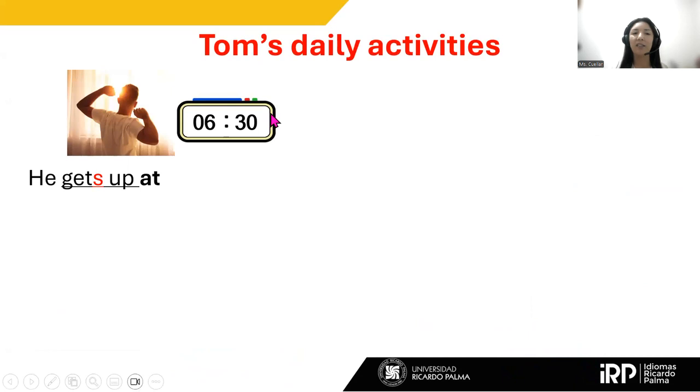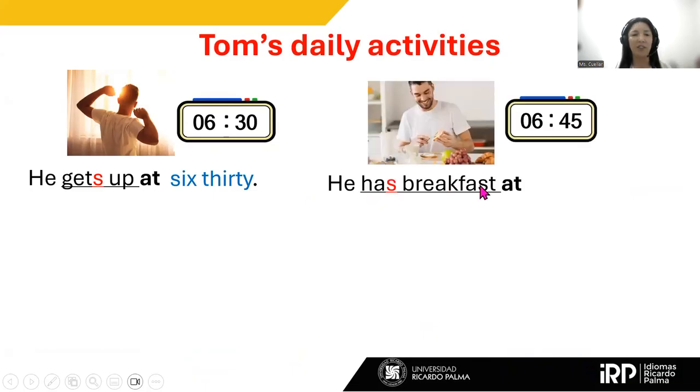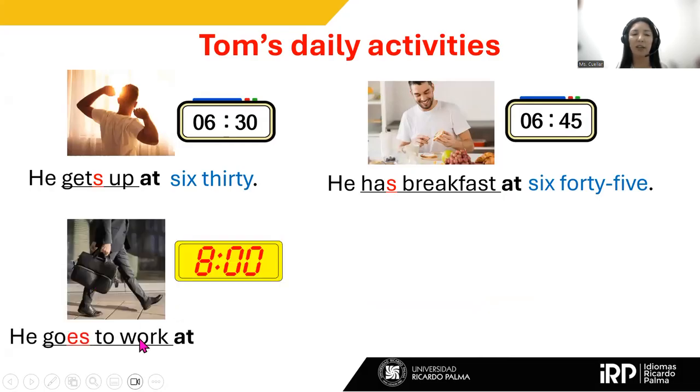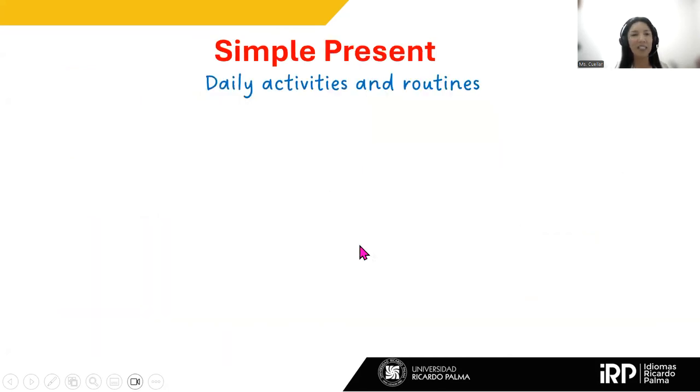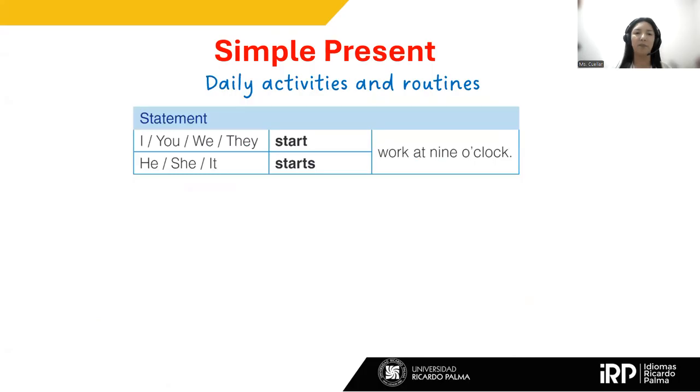He gets up at perfect, 6:30. He has breakfast at 6:45. Good job. He goes to work at 8 o'clock. Excellent. He goes to bed at 11:30. Good job. Okay. So we use the simple present to talk about daily activities and routines.